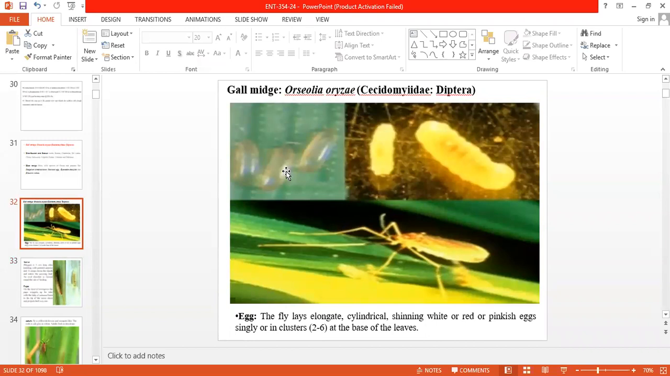So near about 100 to 300 eggs are mainly deposited by the adult gall fly near the ligule of the leaf blade. So that is the specific site of oviposition of that gall midge. After the hatching from those eggs, the maggot initially starts its infestation on the stem. That's why they deposit their eggs near the ligule of the leaf blade.